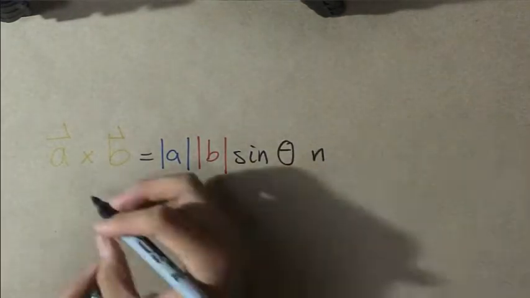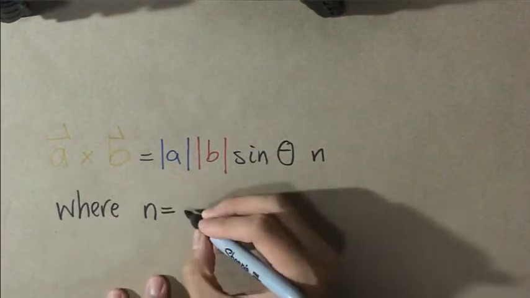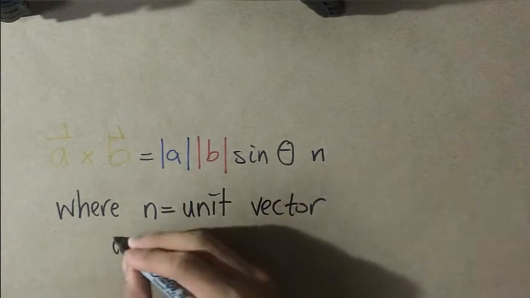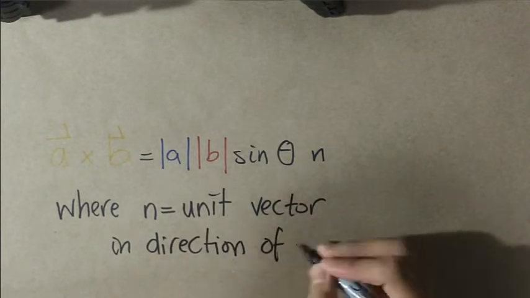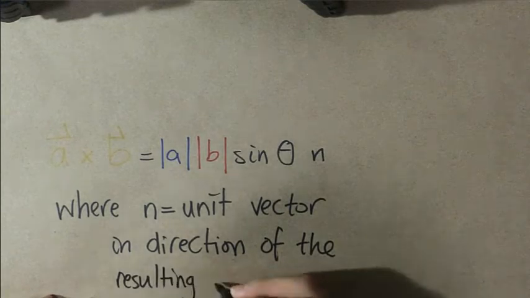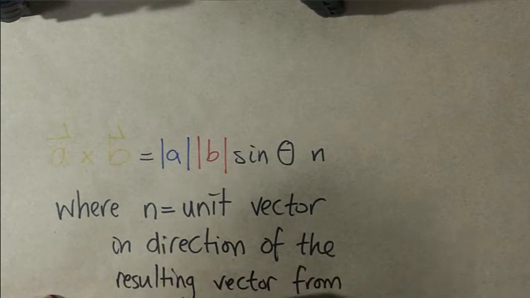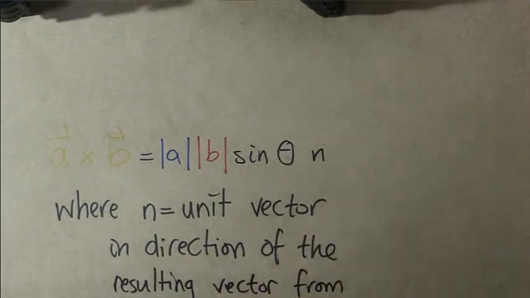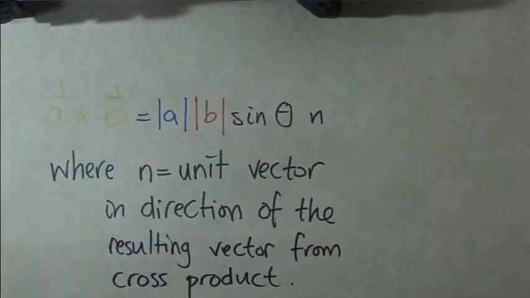The cross product of two vectors, vector A and vector B, you would simply write A cross B, is going to be the magnitude of vector A times the magnitude of vector B times sine of the angle between the two vectors, times n, where n is going to be the unit vector in the direction of the result of the cross product.